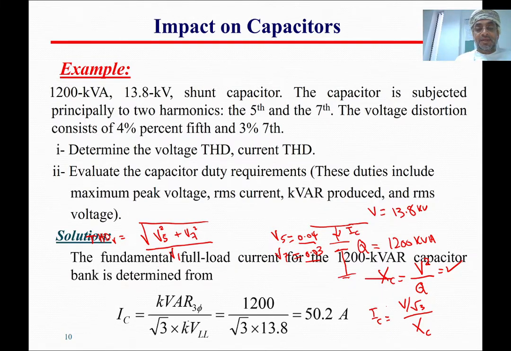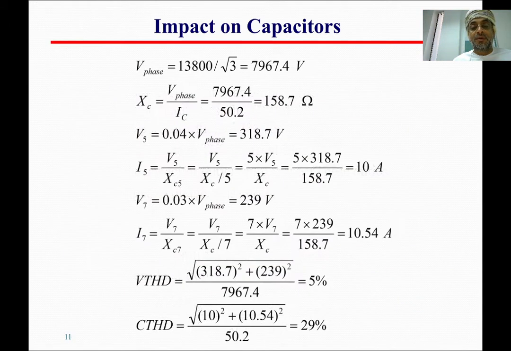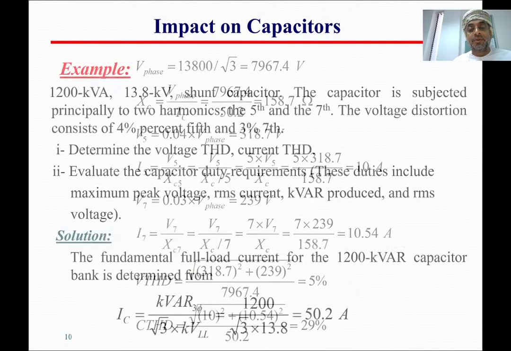And also this is the fundamental current. Also it can be obtained from this formula. This is the phase voltage. This is XC. It can also be obtained like this one. Then you will find V7, and then you will find, of course, the reactance for the seventh harmonic. You need to divide it by 7. For the fifth, you need to divide it by 5, and so on. And then you will find the total harmonic distortion for both.